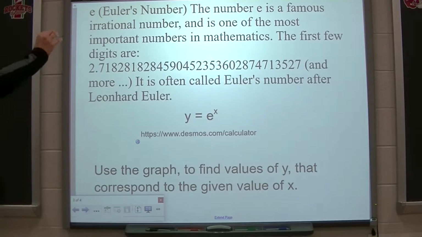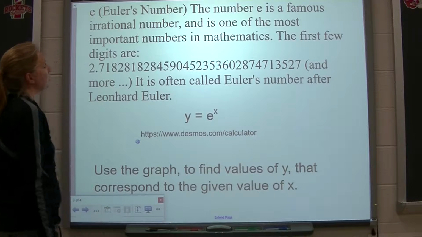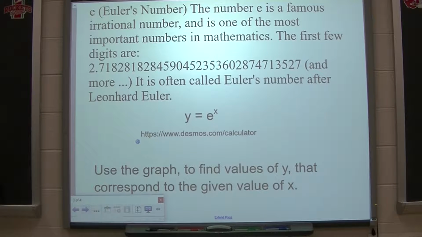E is known as Euler's number. The number e is a famous irrational number, one of the most important numbers in mathematics. The first few digits are, as you can see there, and obviously it continues, just like pi continues. It is often called Euler's number after Leonhard Euler, but that's how it was created.